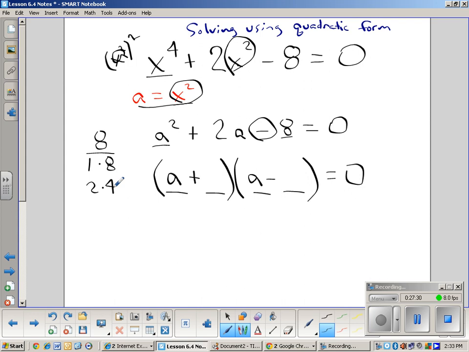Now because my signs were different, you have to subtract. I'm looking for the ones that subtract to give me 2. And I want it to be a positive 2. So the 4 has to be positive. And the 2 then would be negative.